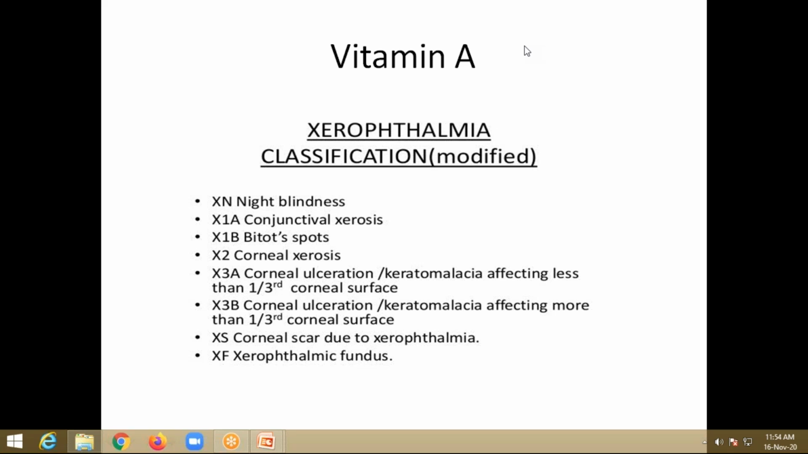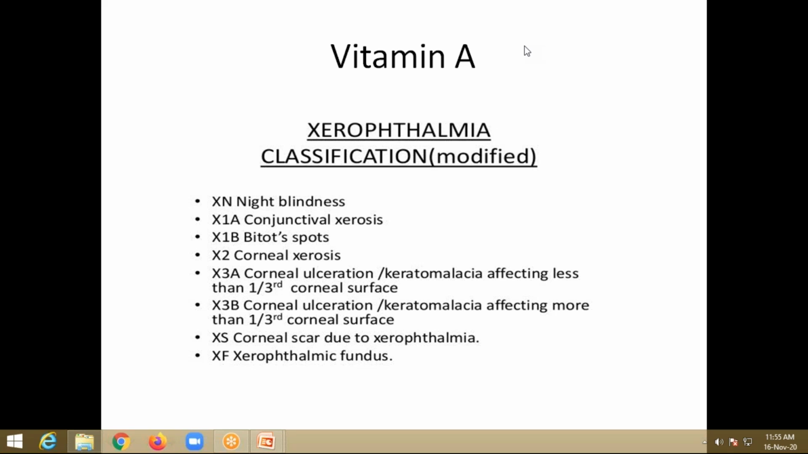The most common clinical feature, white dot spots, you already know, and we divide the clinical features of vitamin A deficiency according to the WHO classification. So this is the WHO classification. First is night blindness. Remember, N for night blindness. And in the first form, you can see A and B.